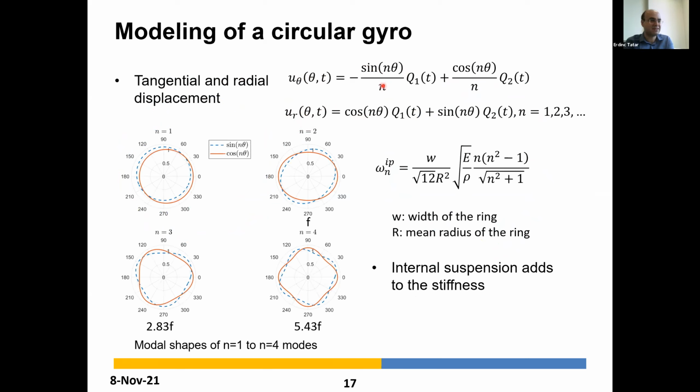This comes from the fact that the ring is not extendable. So while it's moving, the circumference of the center line remains constant. So you see other modes here. This n equals 2 mode is what we are using, and most of the people use this because it has better properties with respect to the other modes. You can do n equals 3, in this case, this looks like a rectangle, or n equals 4, which looks roughly like a square. And so the resonance frequency is given here. It is a function of its width and its radius.